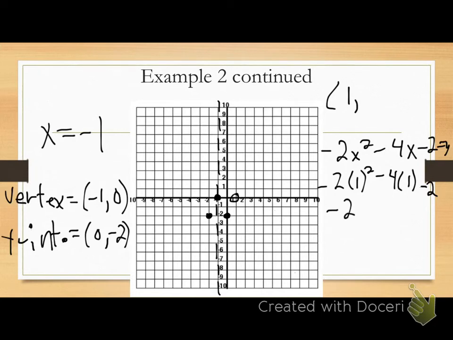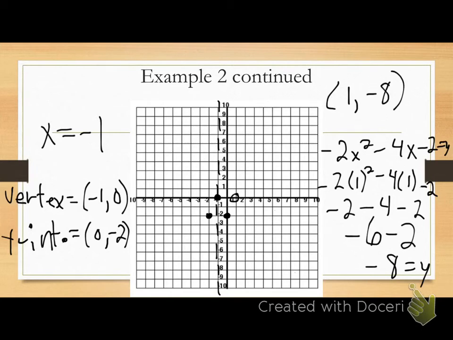So 1 squared is 1. -4 times 1 is -4. What's -2 minus 4? -6. And -6 minus 2? -8. So my y value would be -8. So I could graph 1, -8.